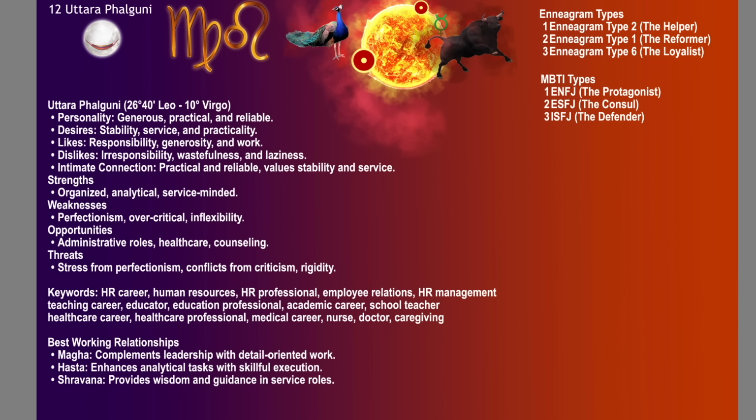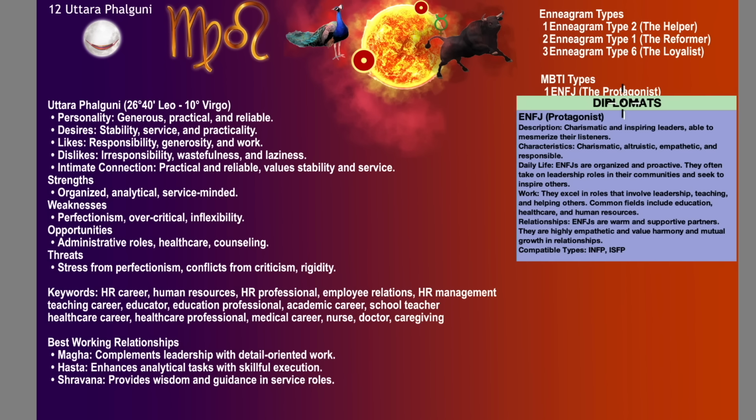Now let's see the MBTI types. So wherever your MBTI types match, and you have Uttara Phalguni in D1, D10 dominant, especially as the 10th Lord, then the career would be those kinds of things. First one is ENFJ. Now what does ENFJ signify? ENFJ, the protagonist, they are in the diplomats category. They are charismatic and inspiring leaders. So the Leo factor comes in.